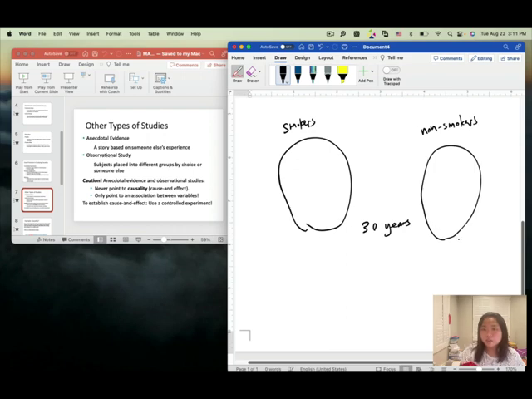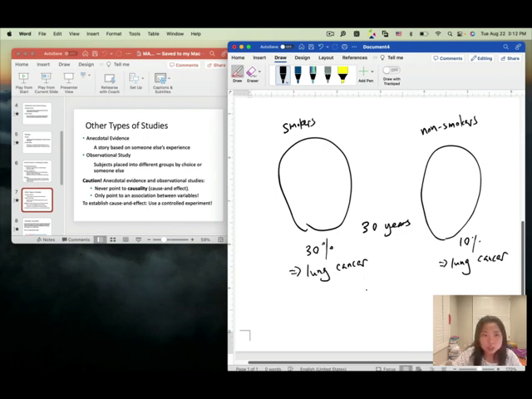After 30 years, I will find out that in this group, 30% of the people have lung cancer. And for this group, only 10% of the people get lung cancer. Keep in mind, an observational study is only observing. You don't attempt to make any changes for them. So after 30 years, 30% of the people in this group get lung cancer, and in this group only 10% of them get lung cancer.